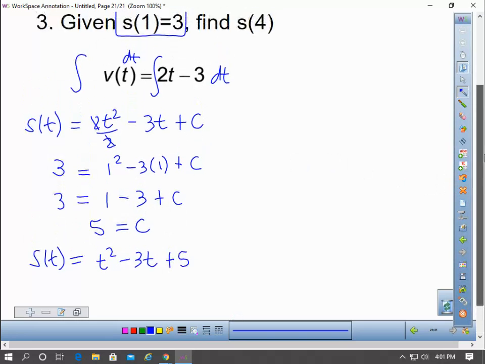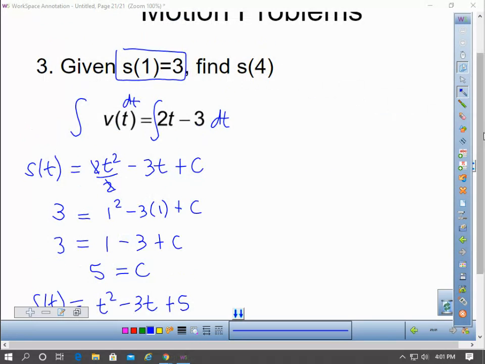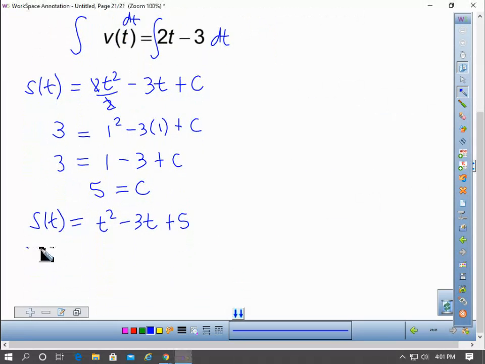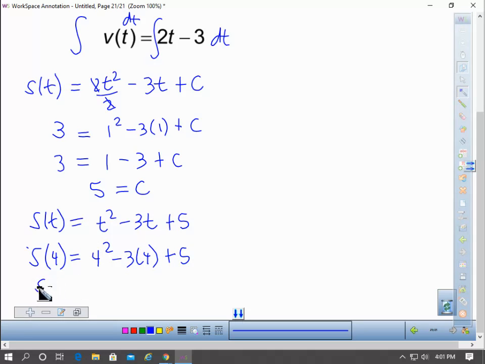Now what the problem wanted me to do was to find s of 4. All right, so that means now that I've got my position function, I can figure out s of 4 by just plugging a 4 in. So 4 squared minus 3 times 4 plus 5. So s of 4 equals 16 minus 12 plus 5, which is going to give me an answer of 9. All right, so my answer is 9.